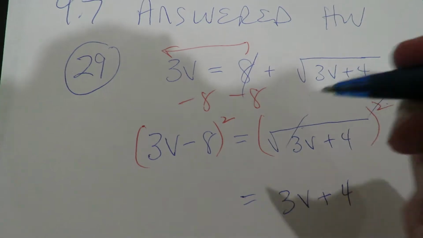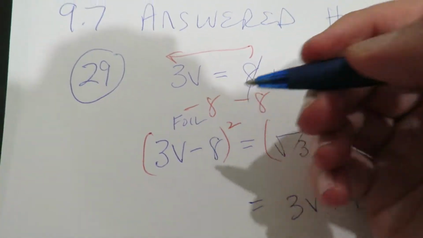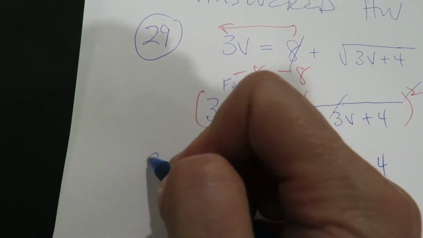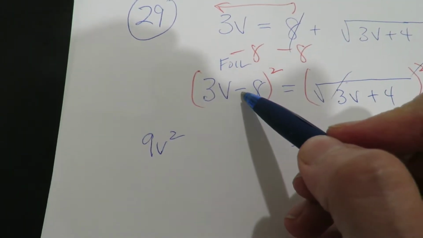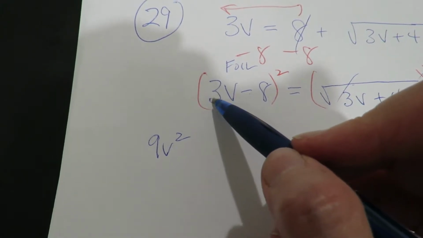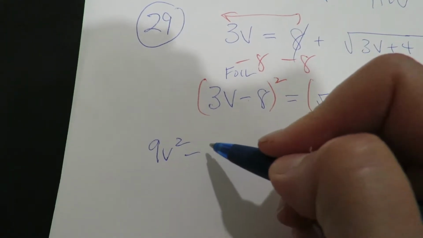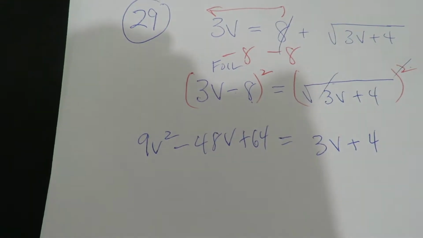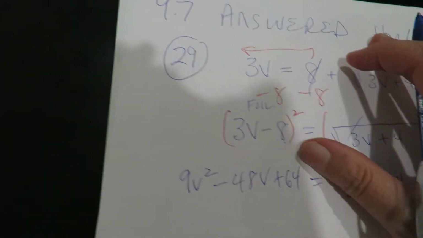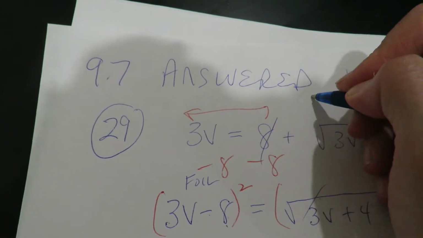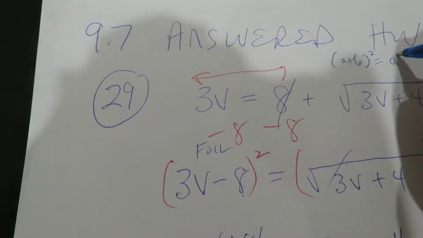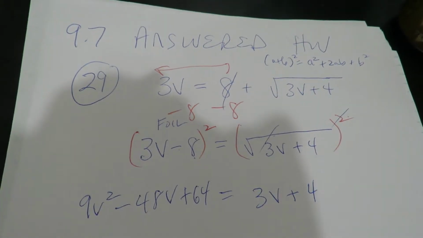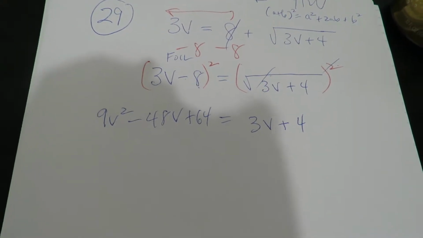And on the left, this is a FOIL, because you have a binomial squared. So I'm going to do this in my head, but you could do it the long way. So this term squared is 9v squared. Twice the middle, negative 8 times 24, so that twice is 48. And this term squared is 64. I just used that formula. You guys know that formula, that (a plus b) squared equals a squared plus twice the middle plus b squared. I just did that. It's just a little quicker on this problem. But do it the long way if you want.